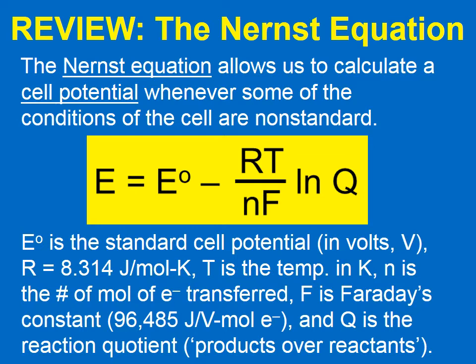E naught is the standard cell potential in volts, V. R is equal to 8.314 joules per mole Kelvin. T is the temperature in kelvins. n is the number of moles of electrons transferred. F is Faraday's constant, which is 96,485 joules per volt per mole of electrons. And Q is the reaction quotient, products over reactants.